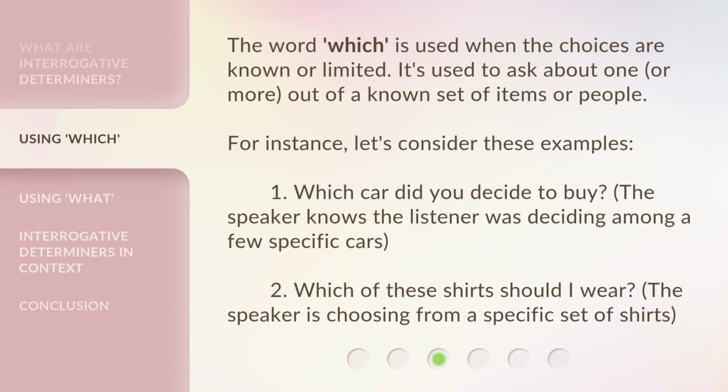The word which is used when the choices are known or limited. It's used to ask about one or more out of a known set of items or people. For instance, let's consider these examples. 1. Which car did you decide to buy? The speaker knows the listener was deciding among a few specific cars. 2. Which of these shirts should I wear? The speaker is choosing from a specific set of shirts.